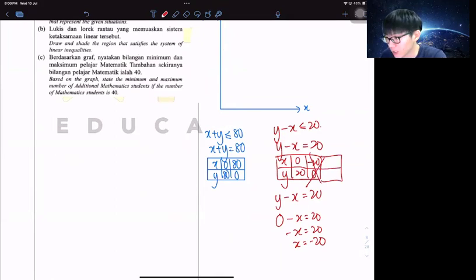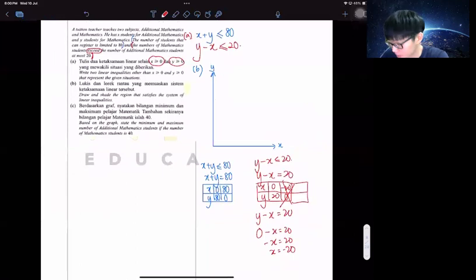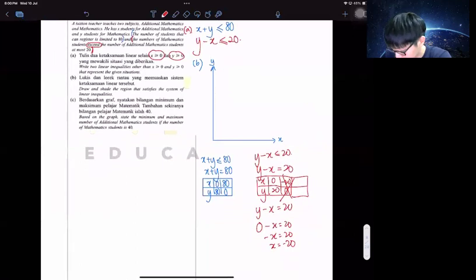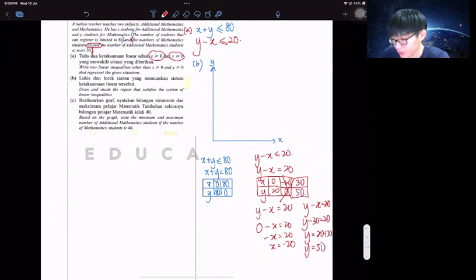Create another column. And looking at the numbers, maybe I put 30. I try. Okay. So y minus x equals to 20. Y minus 30 equals to 20. So y equals to 20 plus 30. Y equals to 50. See?